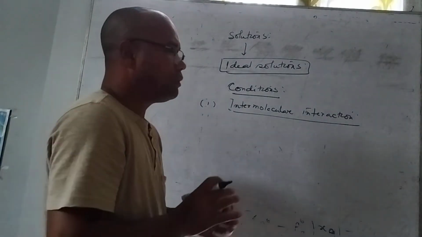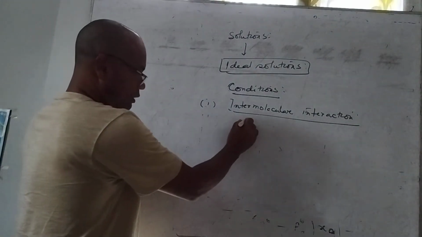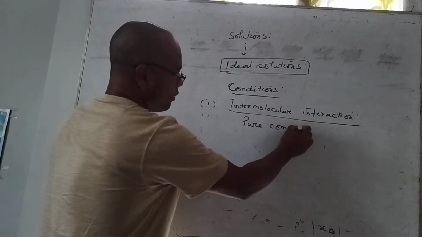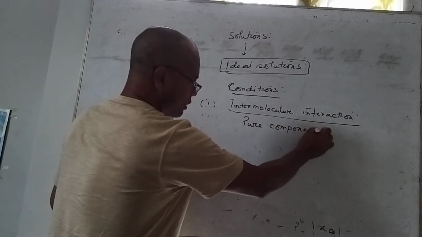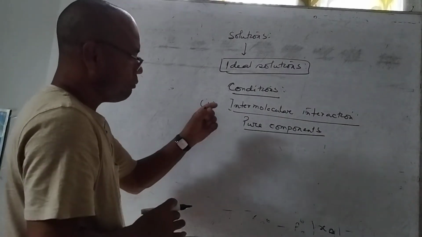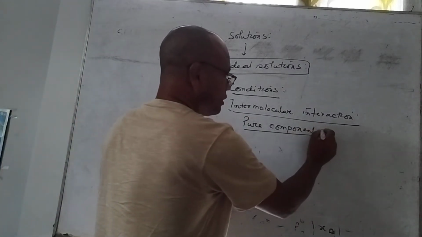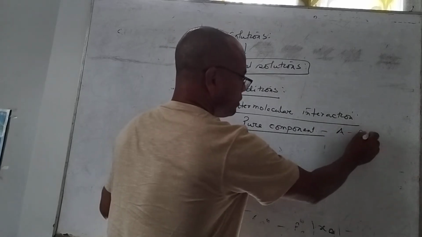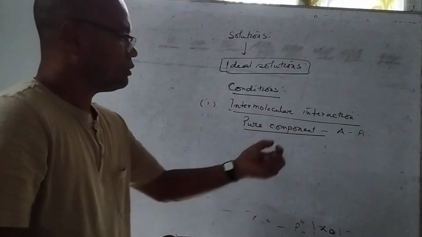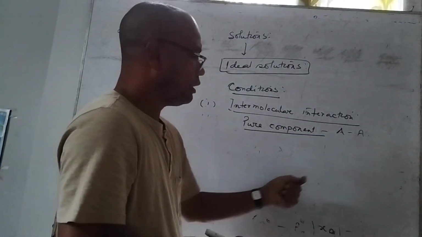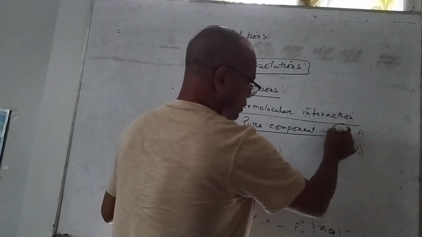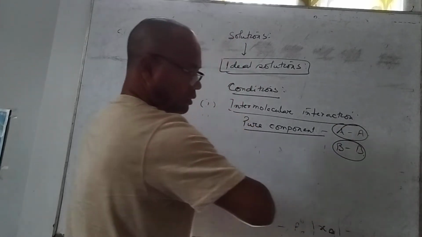Let me say our pure component. I write it as given in our chemistry text also. Pure component, let me represent it here, A. This is the component, or the molecules, I should say. This is the pure component of A, and another pure component of B. So we just write AA and BB.